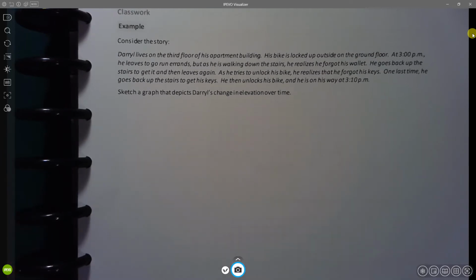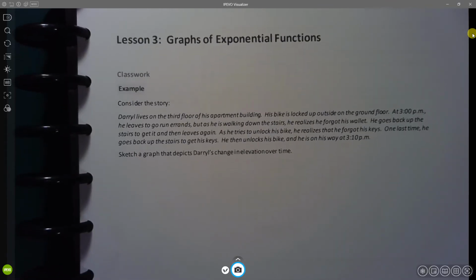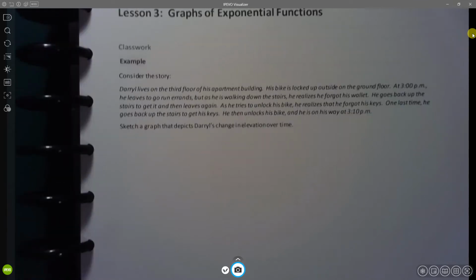All right, so lesson 3. We're talking about graphs of exponential functions. All right, so the classwork is, we got an example.